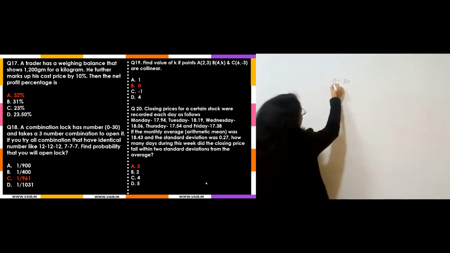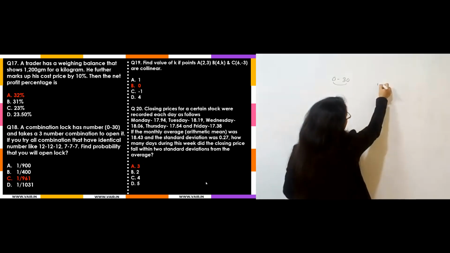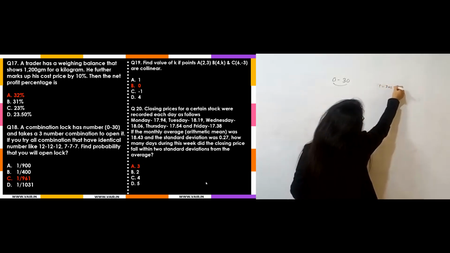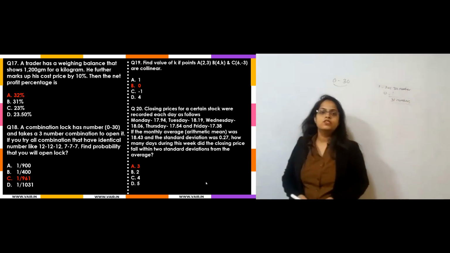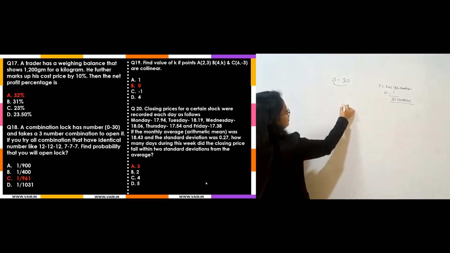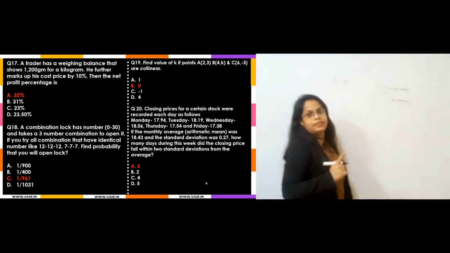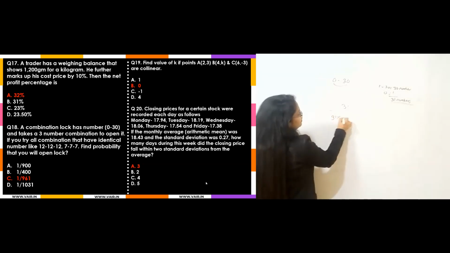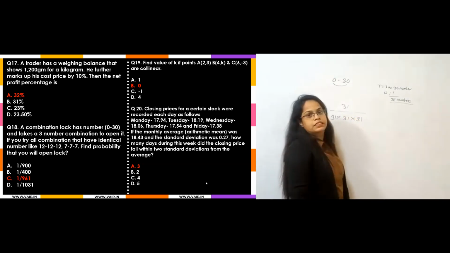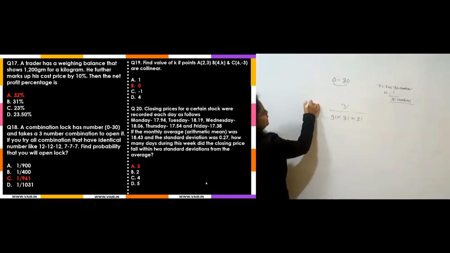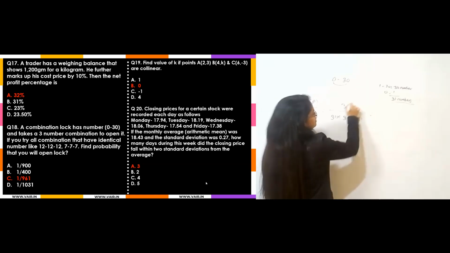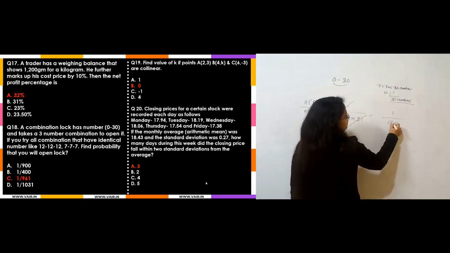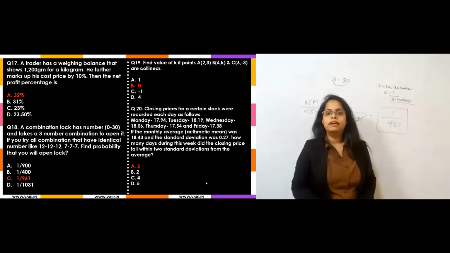So from 0 to 30, how many numbers are there? 1 to 30, there are 30 numbers, and 0 is one number. So you can say that in total there are 31 numbers. So probability will be what? For the first number you have a choice of 31. For the second number, again 31. For the third number, again 31. So the total outcomes will be 31 into 31 into 31, and 31, 31 cancel. Square of 31 will be 961. So your answer is 1 by 961.